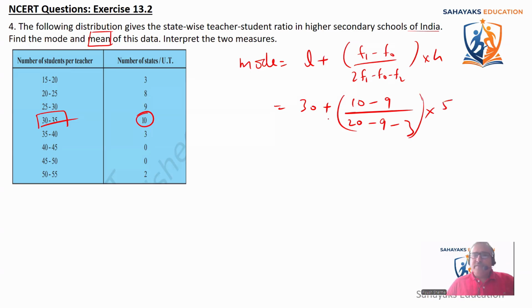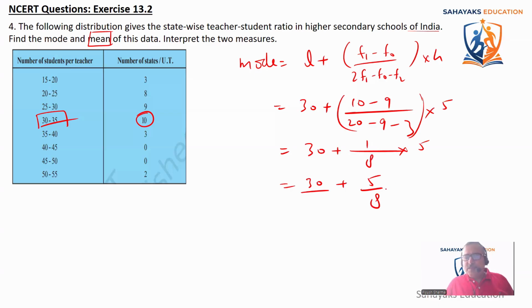Class size is 5. This comes out to be 30 plus (10 minus 9 is 1) divided by (20 minus 12 is 8) into 5. So it is 30 plus 5 by 8. This comes out to be 30 plus 0.625, which is 30.625. So this is the modal value, the number of students per teacher. This is 30.625 students per teacher.